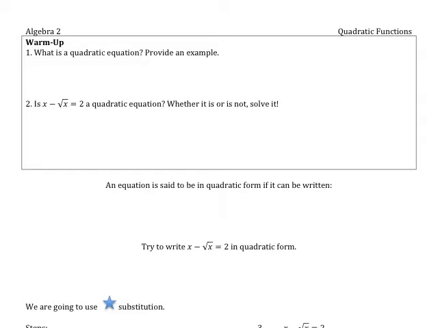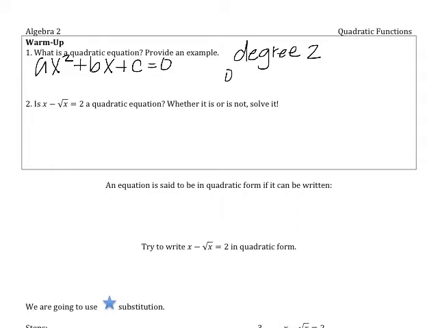So a quadratic equation is something in the form ax squared plus bx plus c equals 0. It must have degree 2 in order to be quadratic. It must be in one variable. And all exponents must be positive integers.